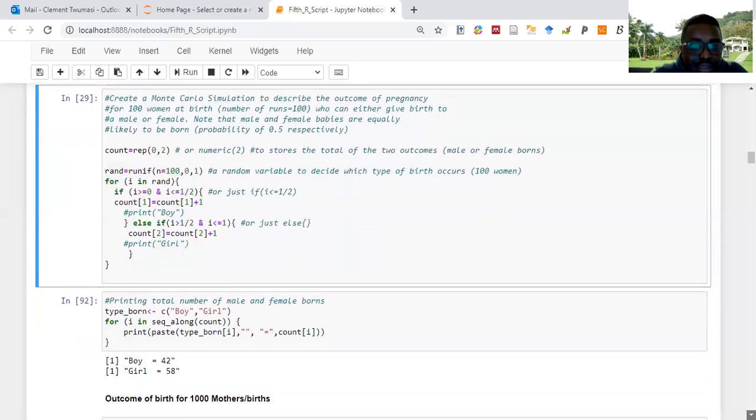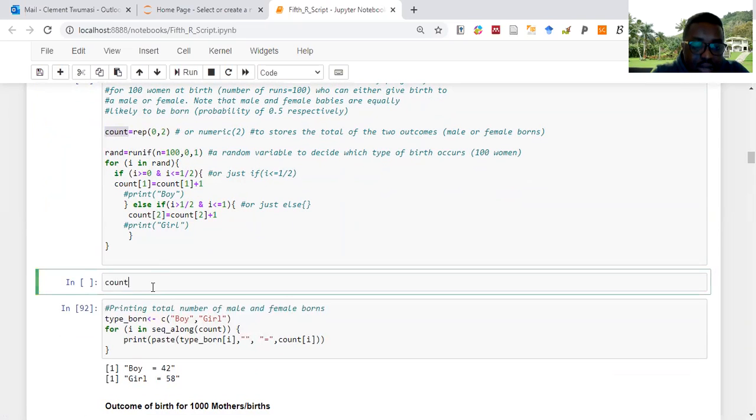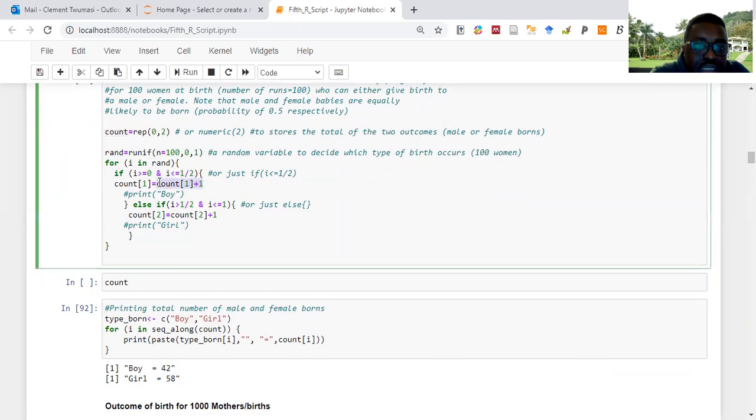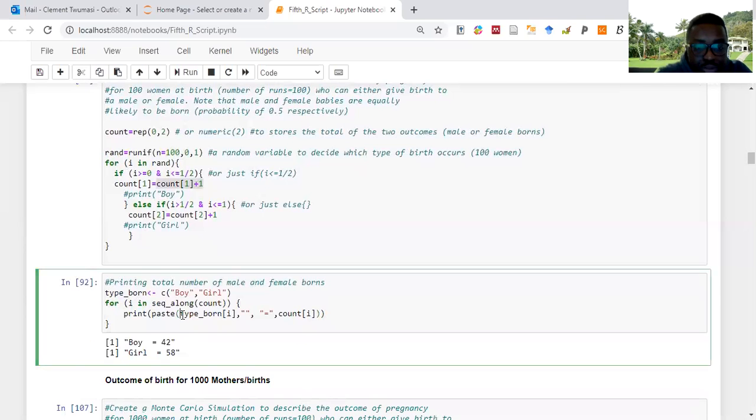After running that, now I can check how many boys. If I now run the count, because I told you that anytime this condition is satisfied, it increases the count by 1, right? So here, if I now run the count, it tells me that there were 55 males and then 45 female births. So I just use this for loop to print it out well.